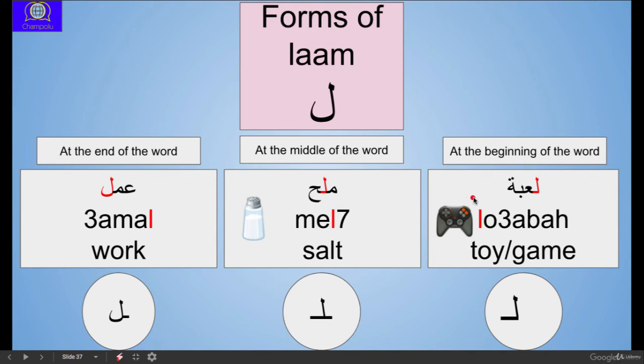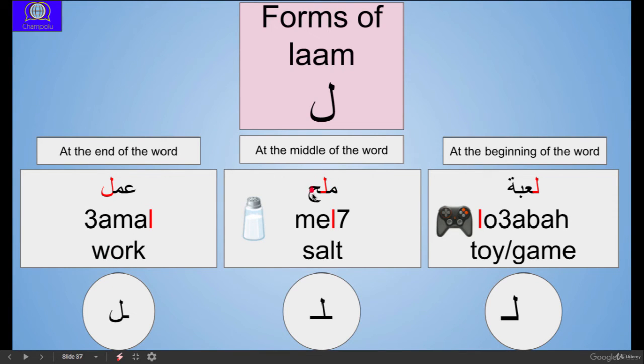Let's take, for example, a word like lu'ba, which means toy or game, and you'll find that the letter lam comes in the beginning of the word, so it takes the initial form. While for a word like milh, which means salt, the letter lam comes in the middle of the word, so it takes the medial form. And you have a word like amal, which means work, and the lam comes at the end of the word, so it takes the final form.